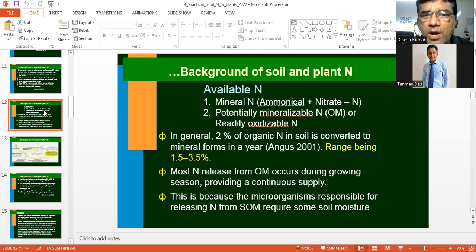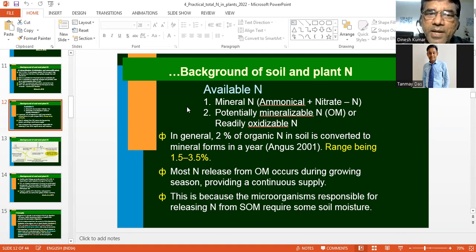Now, as you know, available nitrogen is mineral nitrogen, thus, it is revision, mineral nitrogen, ammonical plus nitrate nitrogen mostly. And then available nitrogen also includes potentially mineralizable nitrogen, which is from organic matter. It means what proportion of organic nitrogen can be immediately made available to the plants. Therefore, it becomes available nitrogen. In other words, it is also called readily oxidizable nitrogen, or potentially mineralizable nitrogen, which is part of available nitrogen.